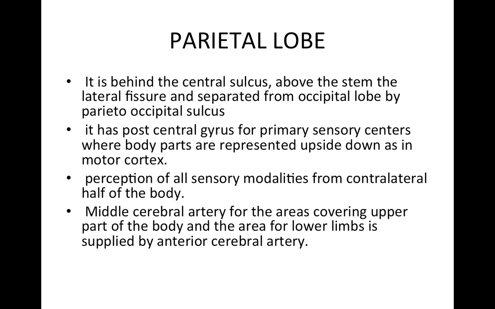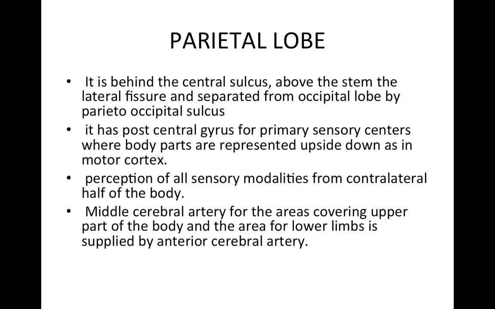It is mostly sensory. It has got the postcentral gyrus, which houses the center for the primary sensations. All modalities of sensation, that is primary sensory cortex, is located in the parietal lobe, that is in the postcentral gyrus. Okay. It also contains the accessory sensory area.